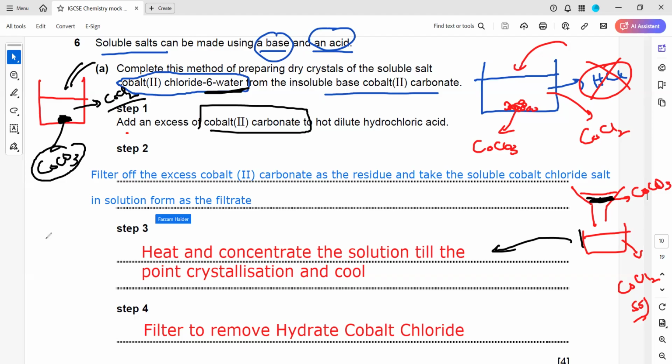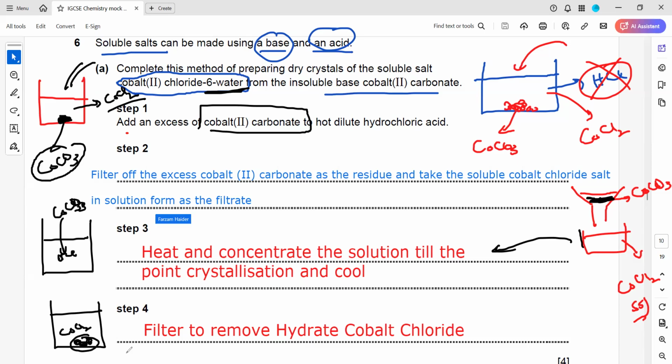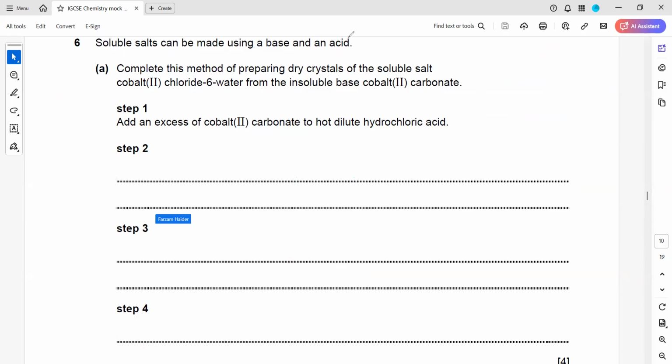We are not adding cobalt chloride, we are adding cobalt carbonate. So when we add CoCO3 to hydrochloric acid, this reaction will occur, and the solution will turn into cobalt chloride, and the hydrochloric acid will be used up, and some of the cobalt carbonate does not react because we use an excess. That excess is removed by filtration. So it is always the point, whenever you prepare a salt from a metal oxide or a metal carbonate, you always use excess of them so that you can remove the excess by filtration.